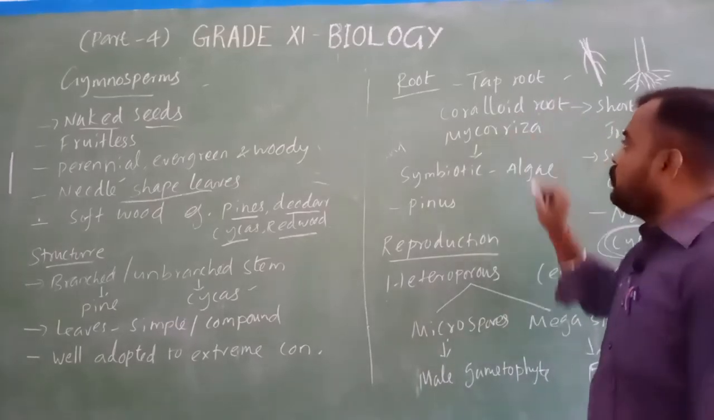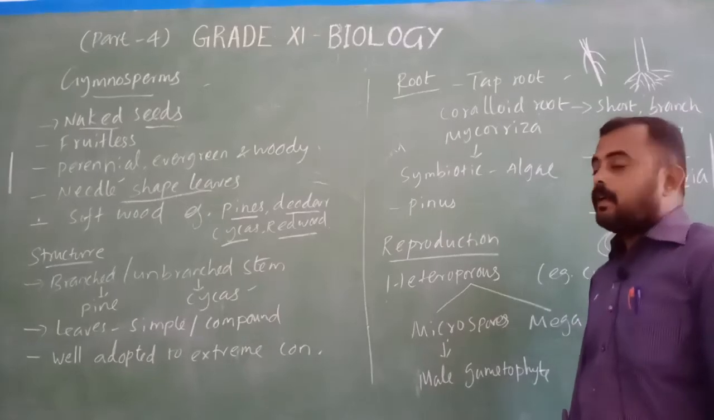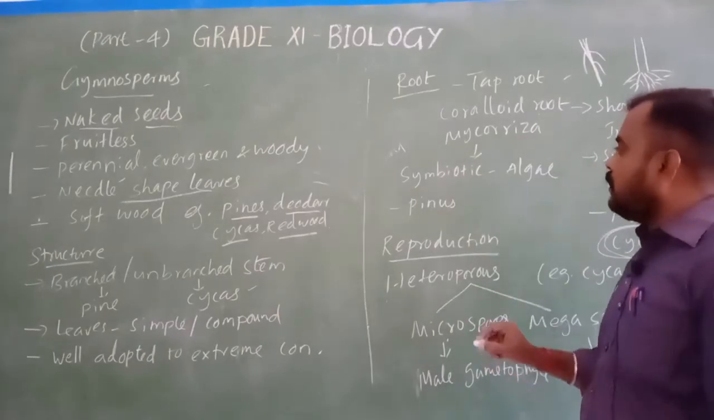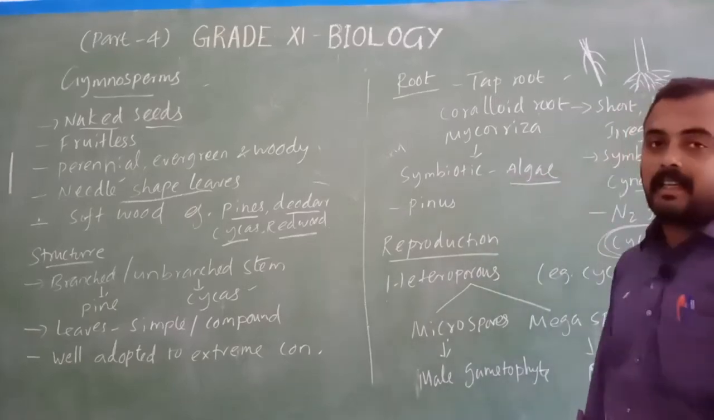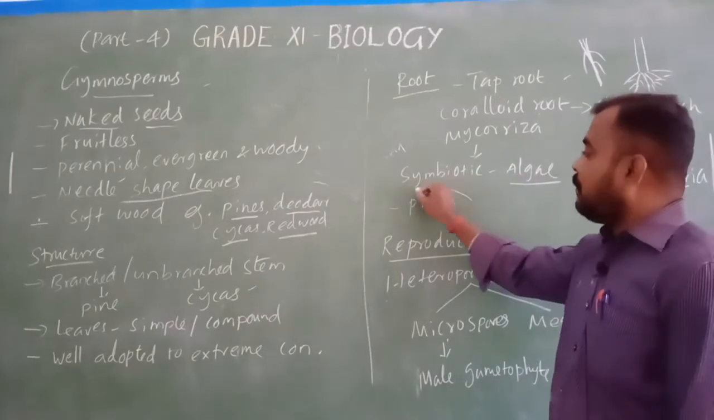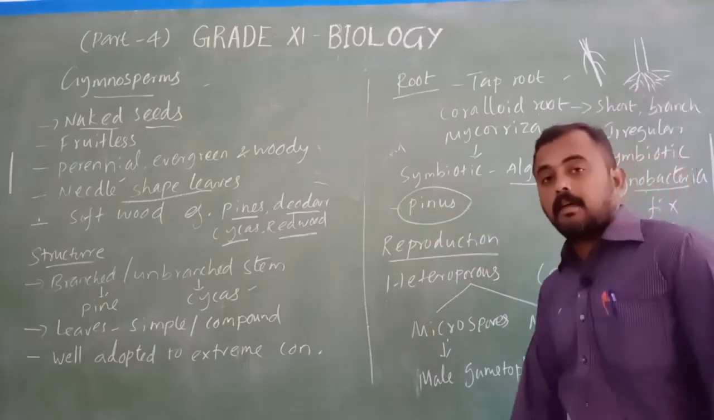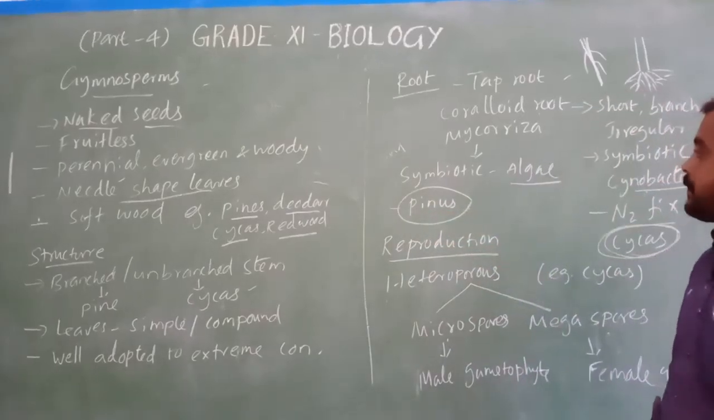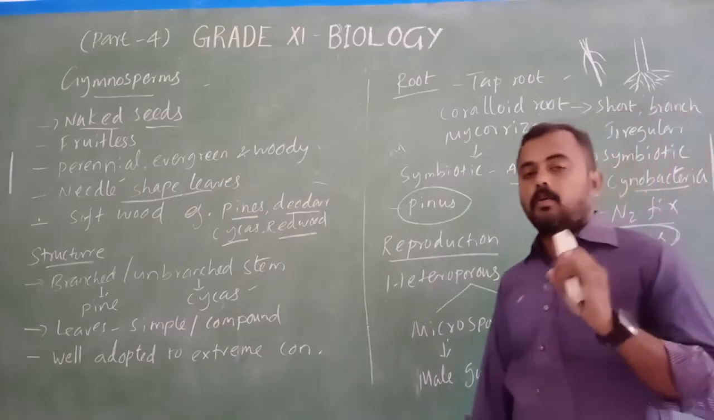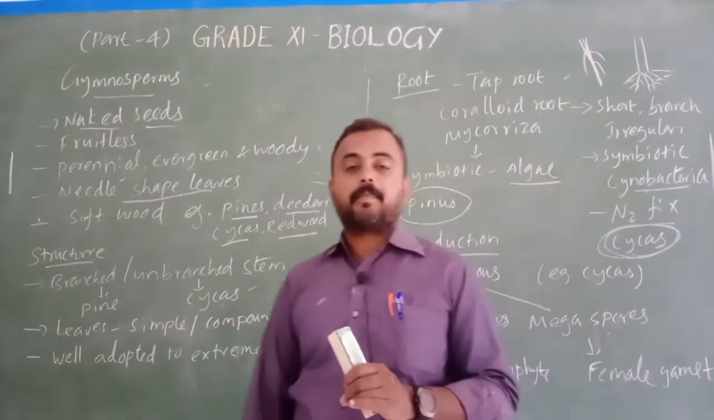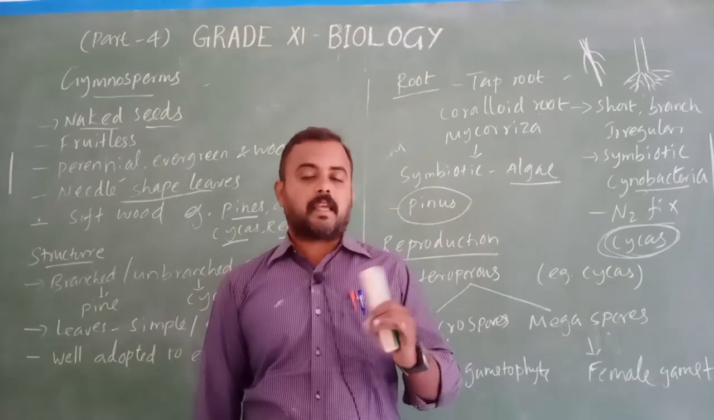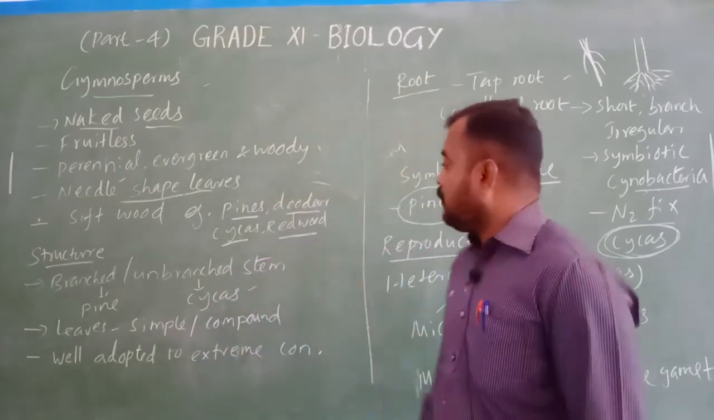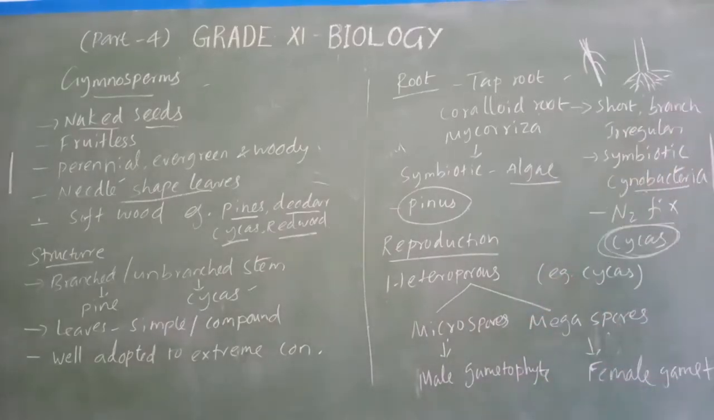And another root we have is mycorrhiza. That mycorrhiza root is also symbiotic in nature, but it involves fungi. Example, pinus. The mycorrhiza root is present in the pinus, and the coralloid root is present in the cypress. Don't forget. Then next we can enter into the reproduction.